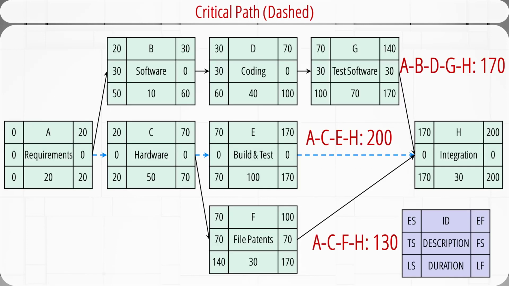Let's check how sensitive this project network is. There is only one critical path in the network. It's ACEH. In the non-critical path, ABDGH, there are 30 days of total slack. In the non-critical path, ACFH, there are 70 days of total slack. Therefore, this network is insensitive.